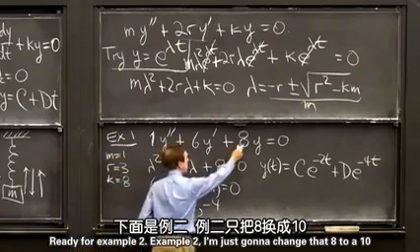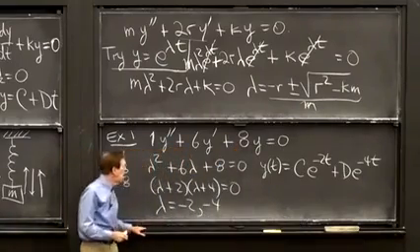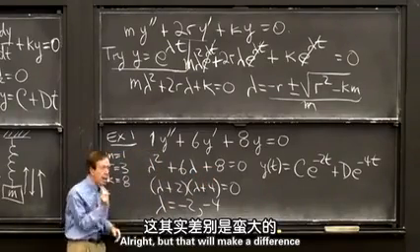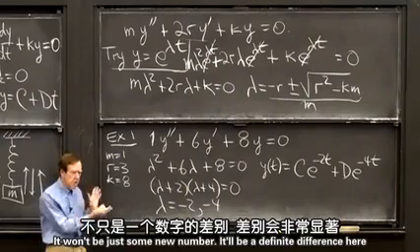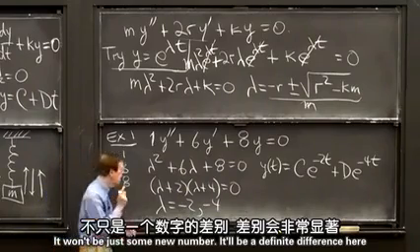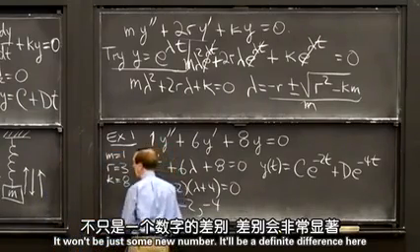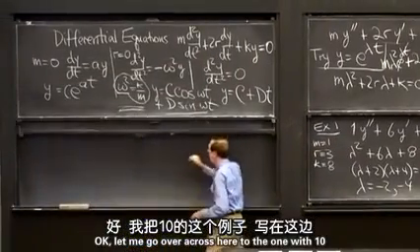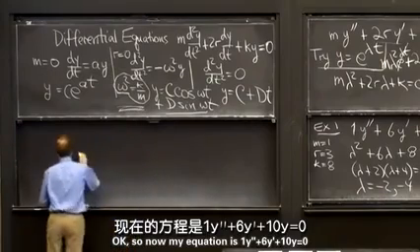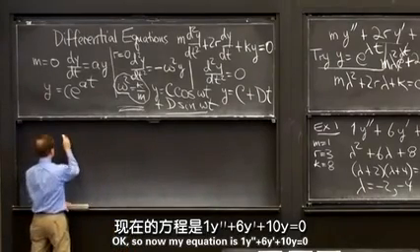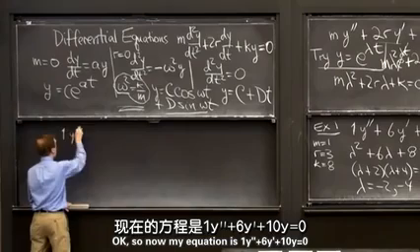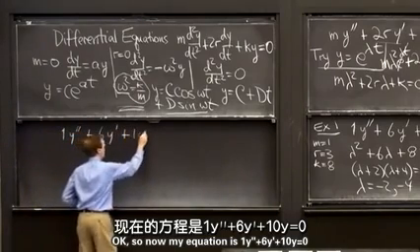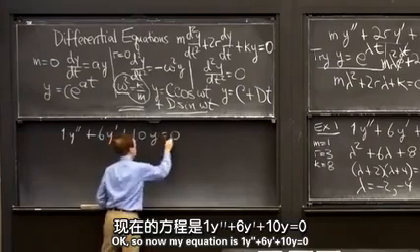Example 2, I'm just going to change that 8 to a 10. So you're going to see a 10 show up here. All right, but that will make a difference. It won't just be some new numbers. There'll be a definite difference here. Okay, let me go over across here to the one with 10. So now my equation is 1y double prime, 6y prime still, and now 10y equals 0.